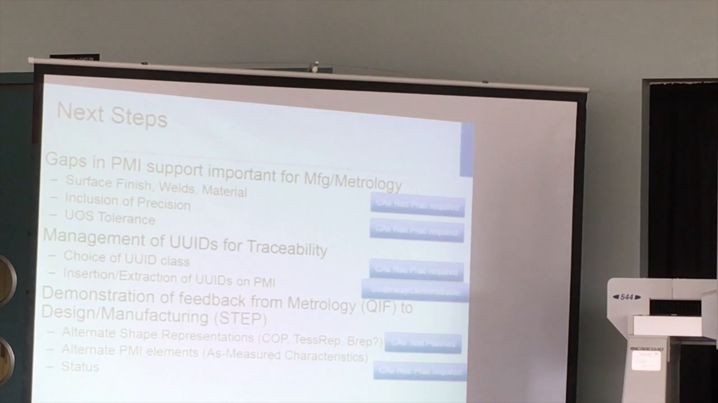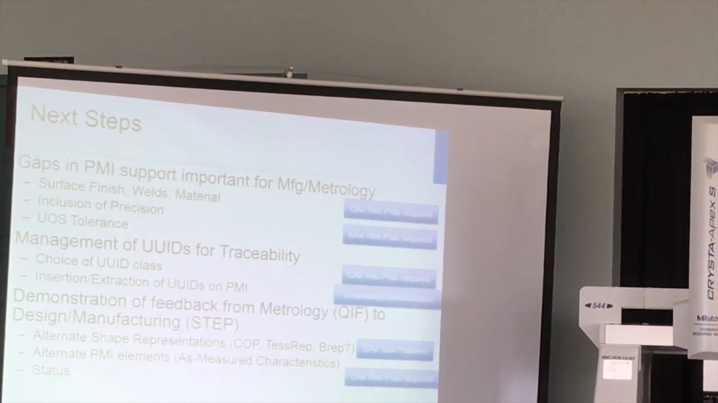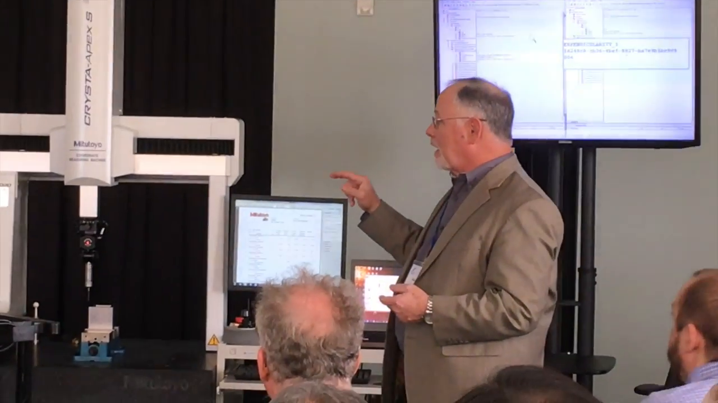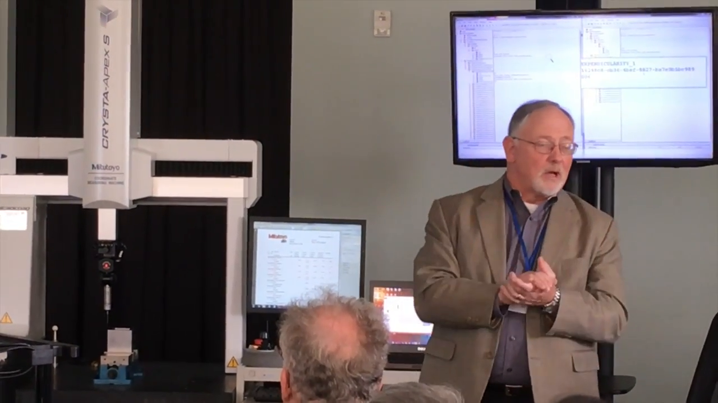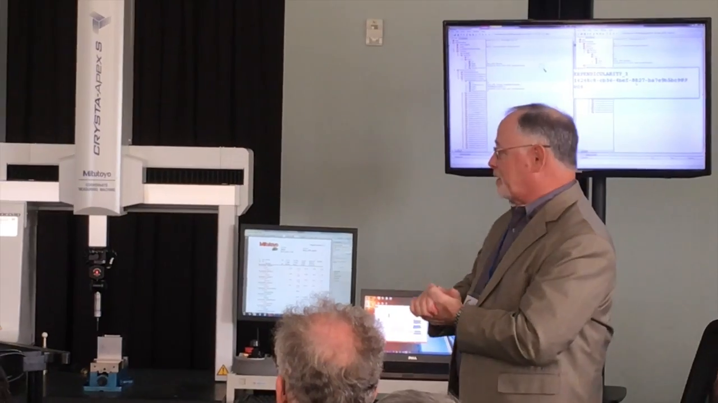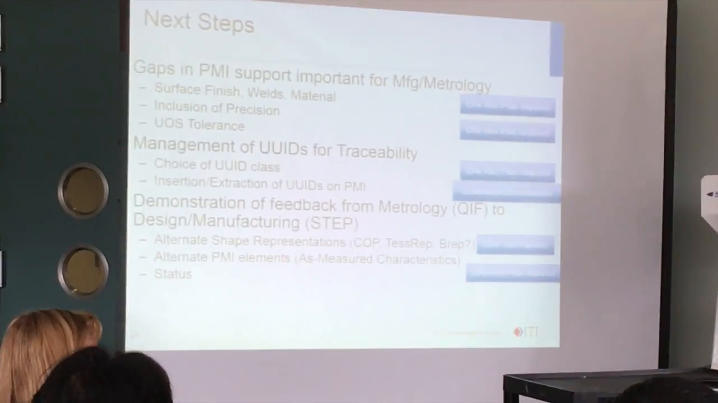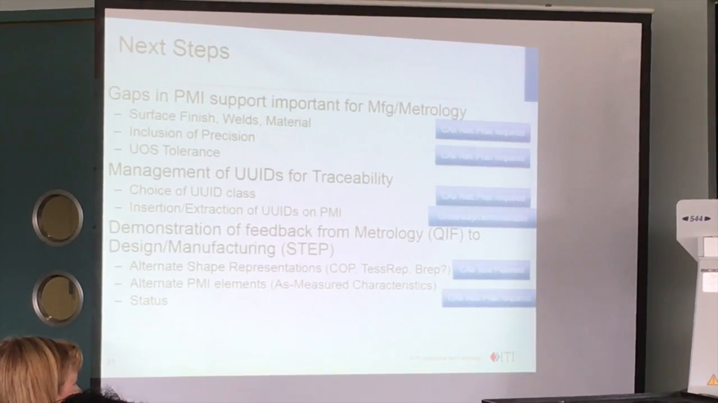We believe we can build out alternate shapes. There's a new test case for alternate shape in the next CACS round that could be used to support this notion of the as-measured tessellation as an alternate shape for looking at and comparing the as-designed and the as-measured content.